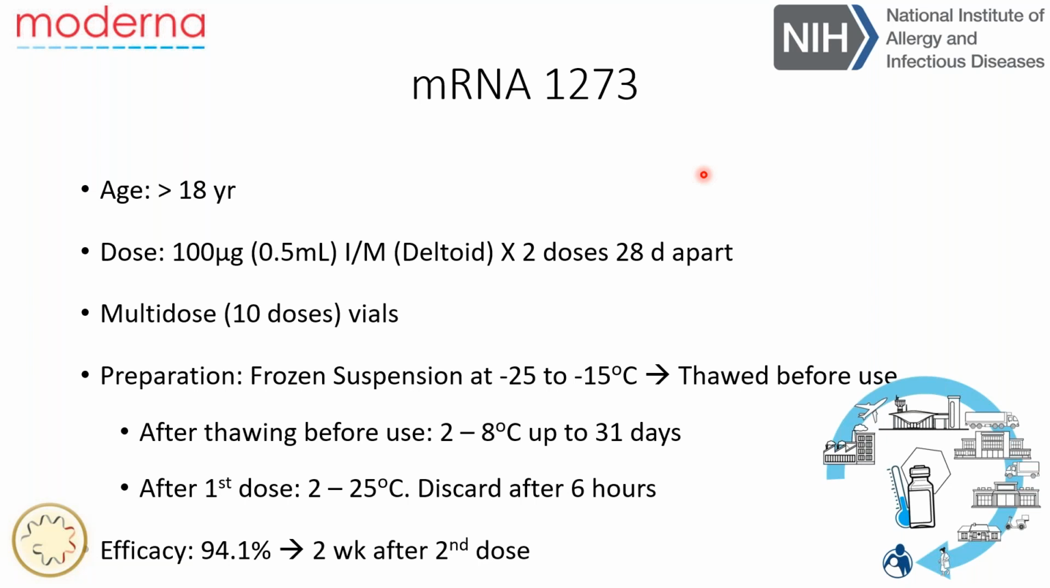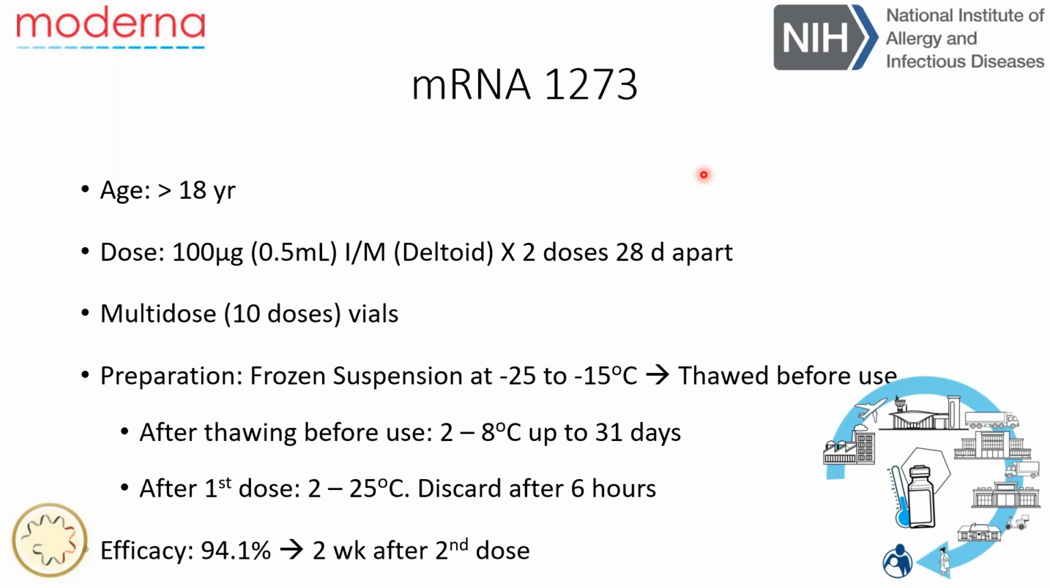After thawing, it can be stored at 2 to 8 degrees Celsius for up to 31 days. However, once the vial is used, it may be kept at 2 to 25 degrees Celsius, but has to be discarded within 6 hours. The efficacy of this vaccine is 94.1% 2 weeks after the second dose.